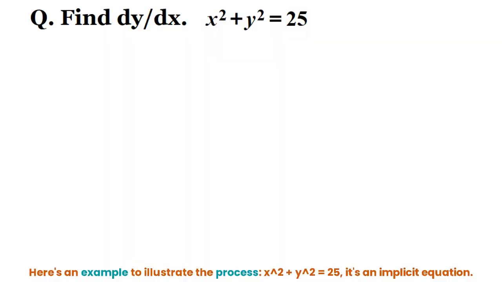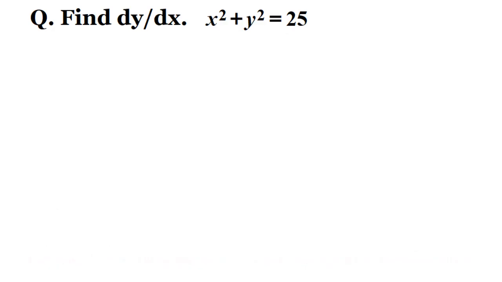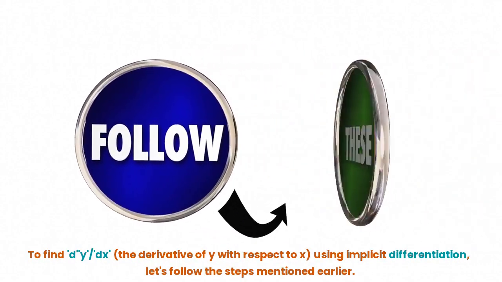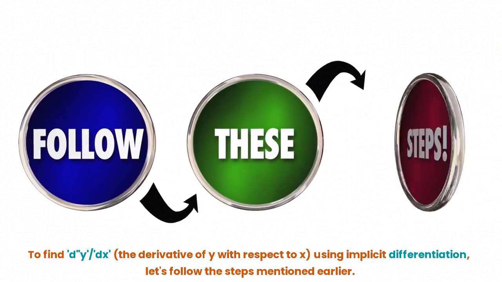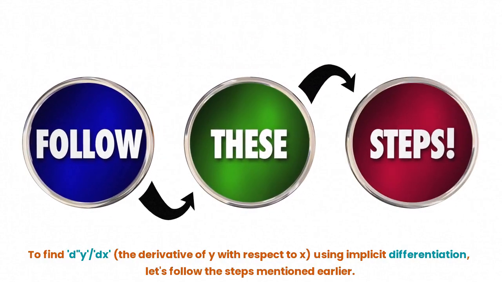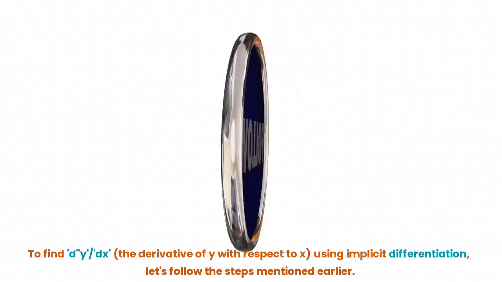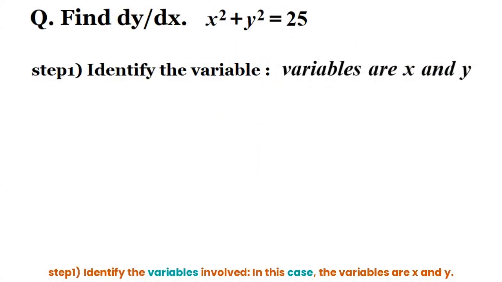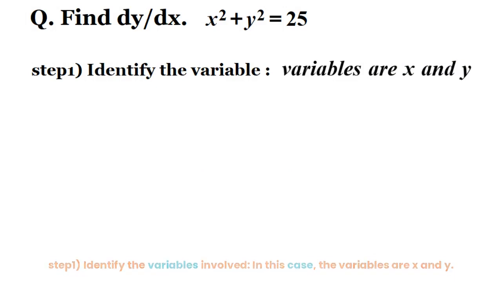Here's an example to illustrate the process. x squared plus y squared equals 25. It's an implicit equation. To find dy/dx, the derivative of y with respect to x, using implicit differentiation, let's follow the steps mentioned earlier. Step 1. Identify the variables involved. In this case, the variables are x and y.